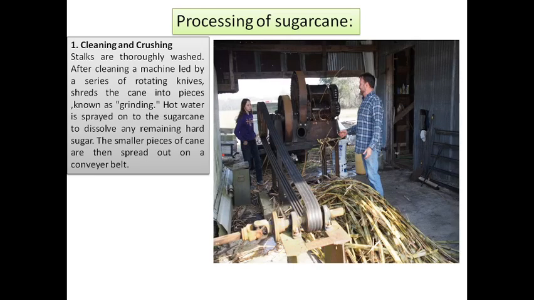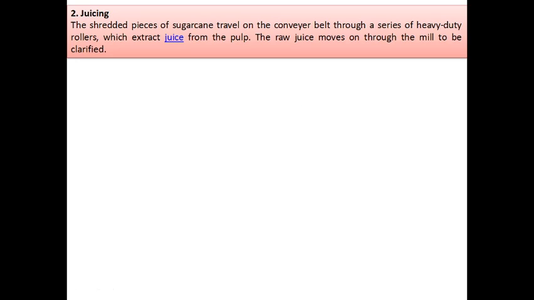So the machine is like this. Here you see it has a conveyor belt. These blades or the short stalks are passed onto this conveyor belt and finally they are crushed in this machine. Now the second step is juicing.